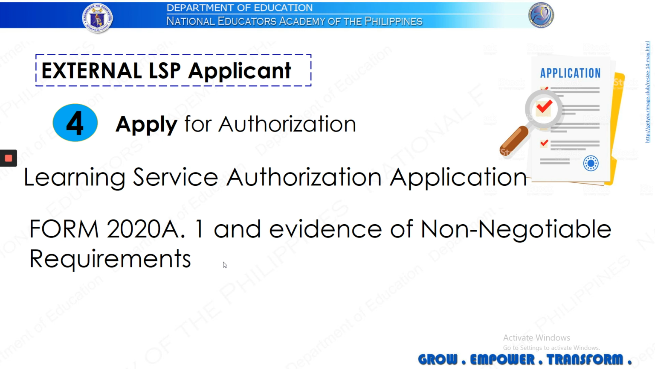They need to accomplish that, and also attach the evidence of non-negotiable requirements. Earlier I showed the non-negotiable requirements, and we are expecting that these are scanned or photocopied. It's easy to just put a number, like the number of my BIR, but how sure are we that it is the number of that particular registered external learning service provider? That is why we want a photocopy as evidence.